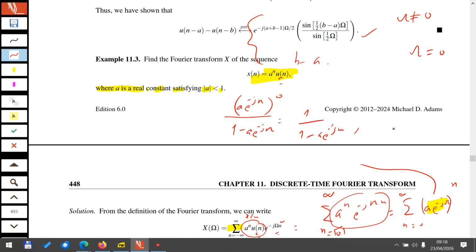And the condition is that a exponential minus j omega absolute value is less than 1. Now you need the importance of this thing. So the absolute value of a is less than 1 has been given to you, right? So that is never a problem. That is already given to you. So you should only worry about this part. So what should we do there to ensure this condition?